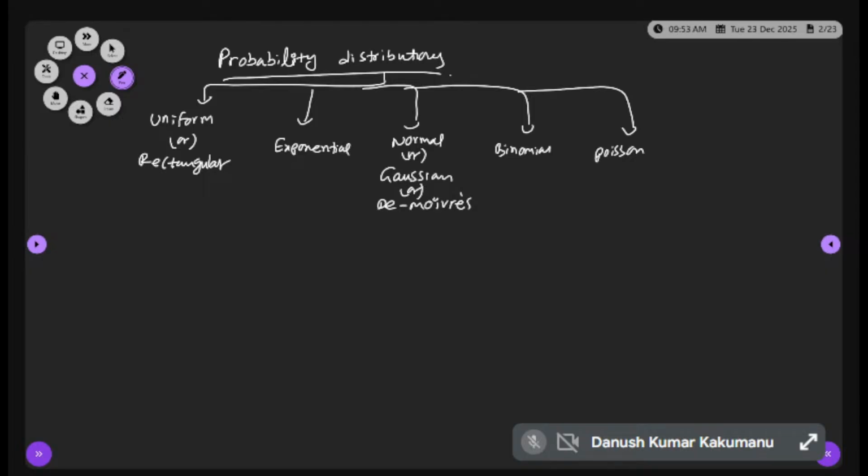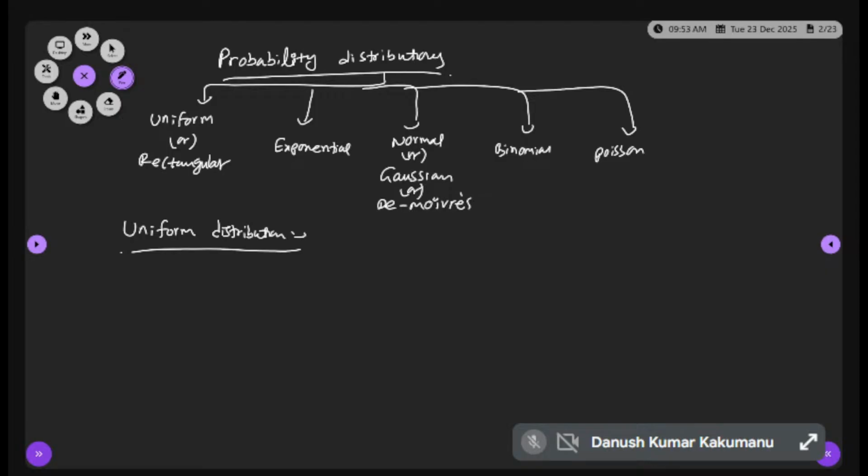Let us start with the first, the uniform distribution.